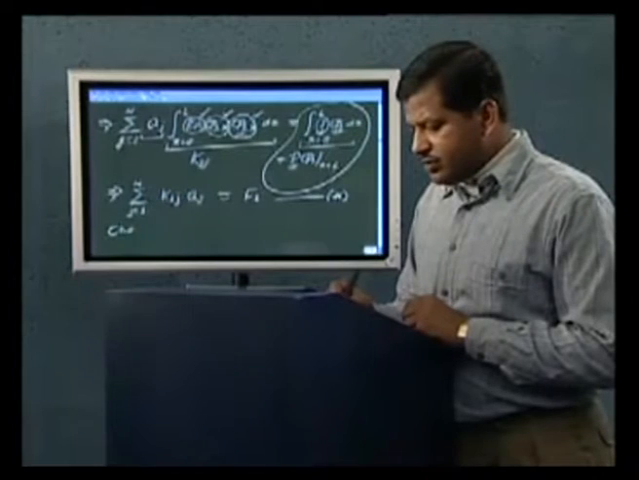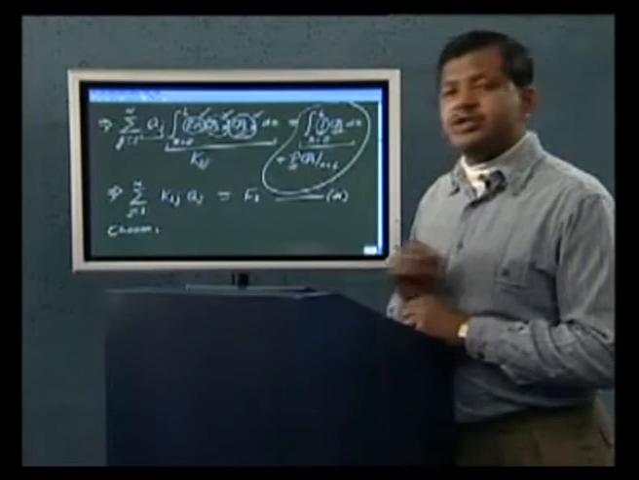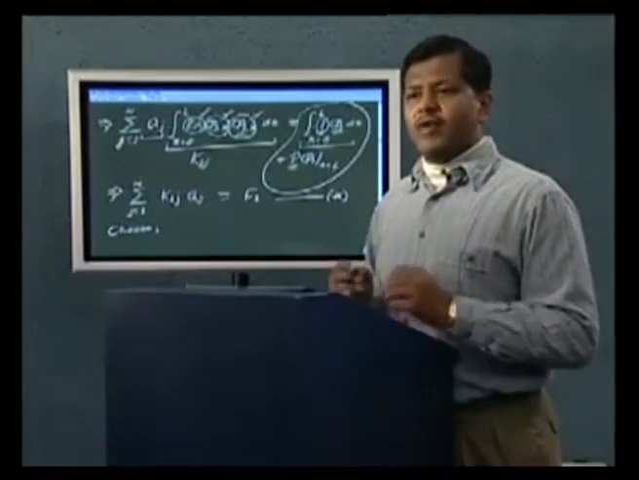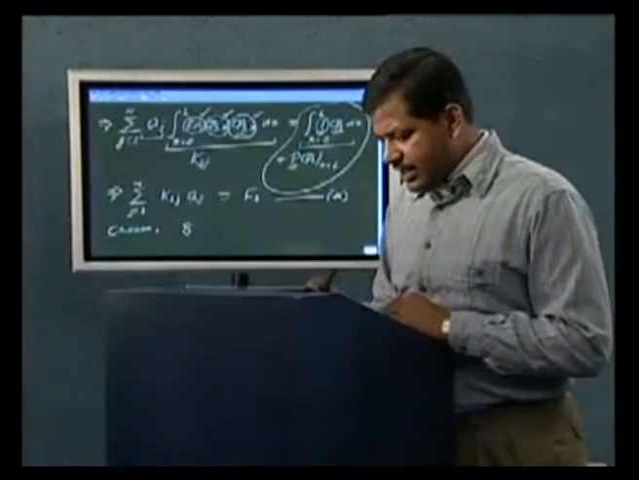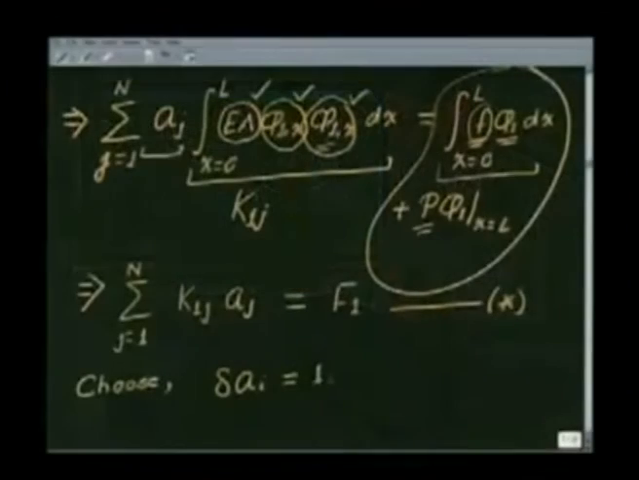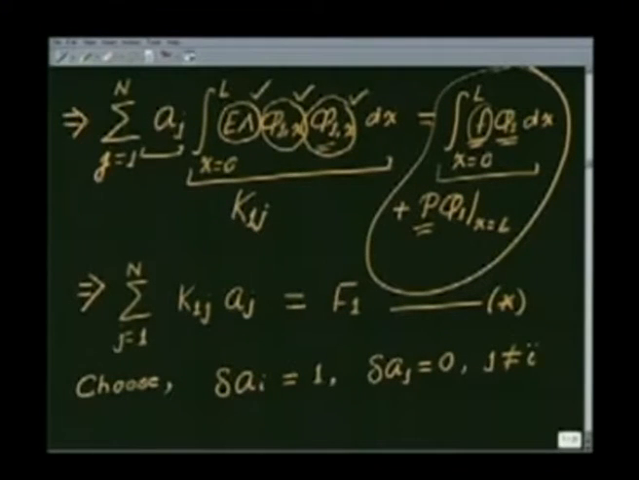So then what we can do is, similarly, we can choose the other delta ai's one by one equal to 1, keeping the other ones 0. That is, we will take delta ai for a particular i equal to 1, and 0 for all others, j not equal to i. This will be a particular choice of these varied parameters.